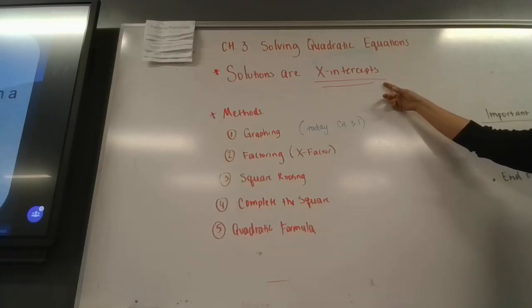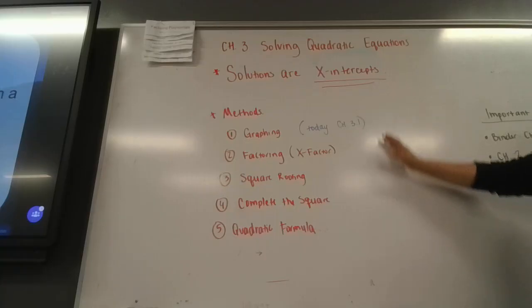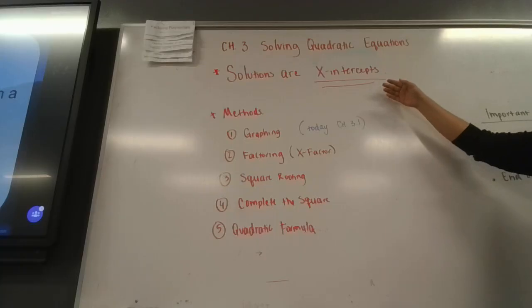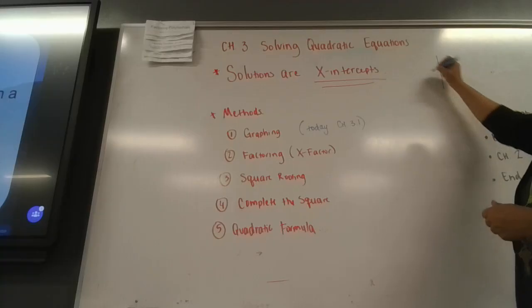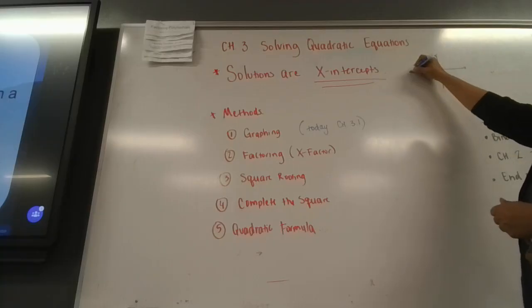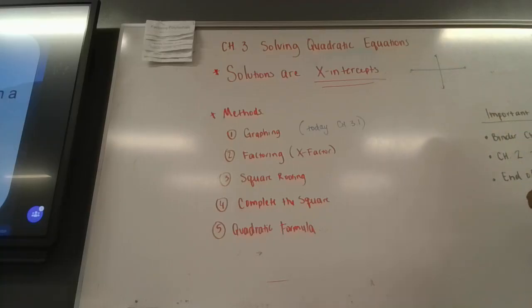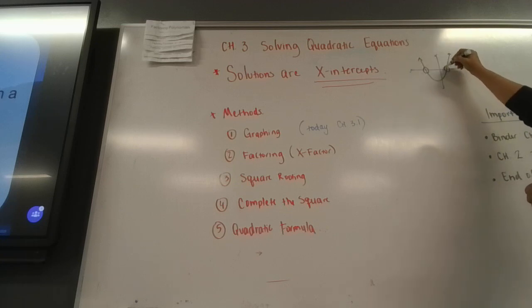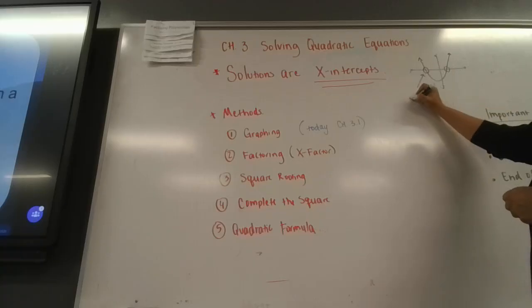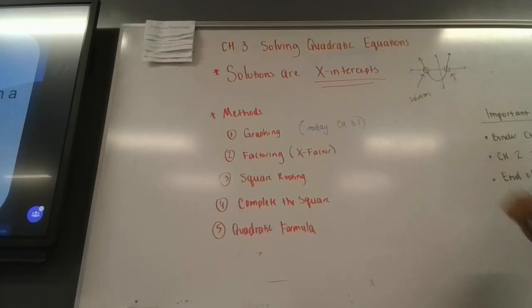Let's read the board. X-intercepts are solutions. So, as you're learning different ways to solve, all we're really doing is looking for x-intercepts. Let's just go ahead and review what x-intercepts look like on a graph. Let's say this was a quadratic equation. There are 2 x-intercepts. These are the solutions. That's what you're looking for. Okay, there's 2 of them.